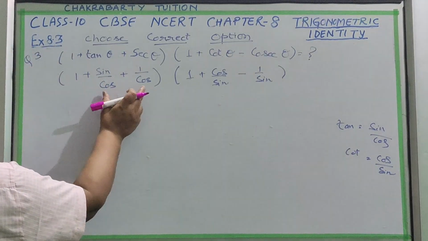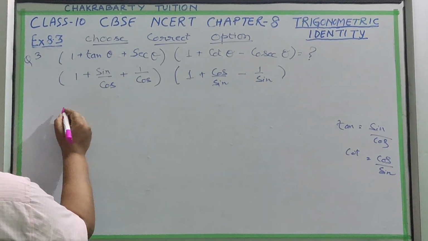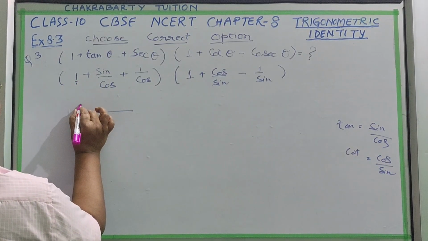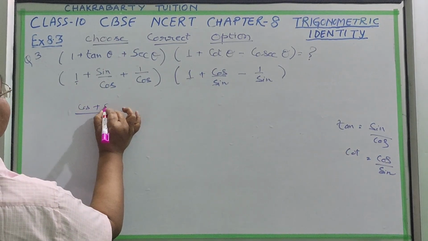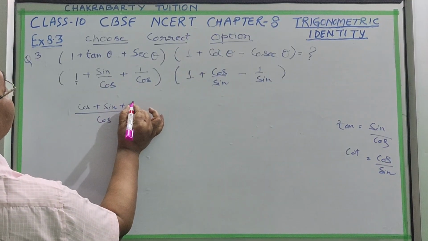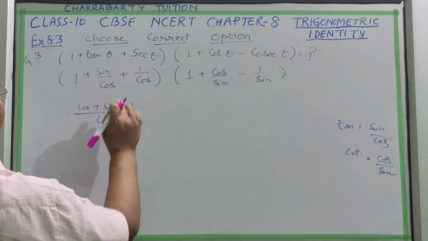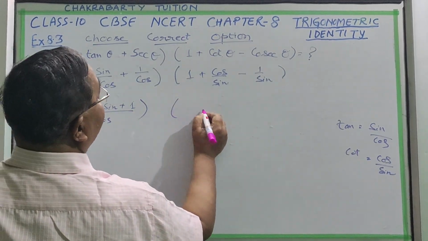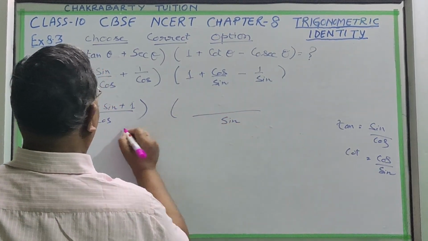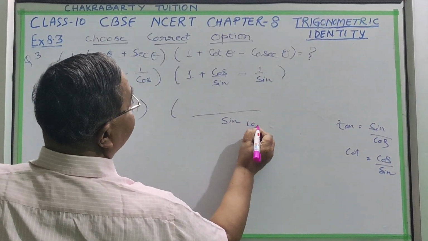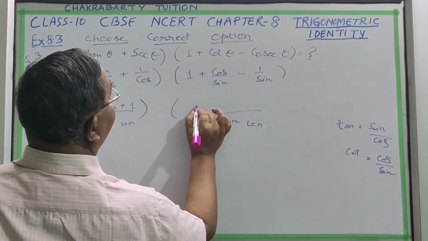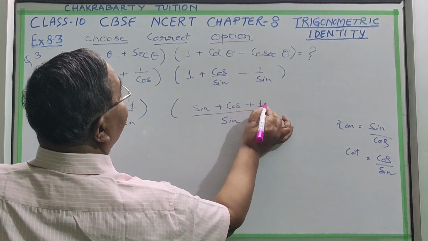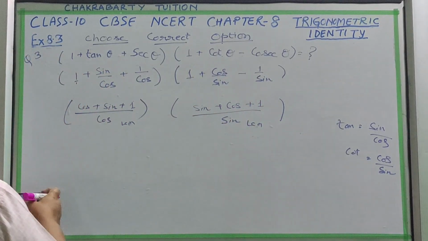Okay. Now we will take the LCM here. Cos is there, and 1 is there, so it will become cos plus sine plus 1, because here no change will be there; cos is already here. And here again we will take sine as the LCM. So it will become sine, cos will remain as it is, and 1 will remain as it is. Okay, so here we have got it.